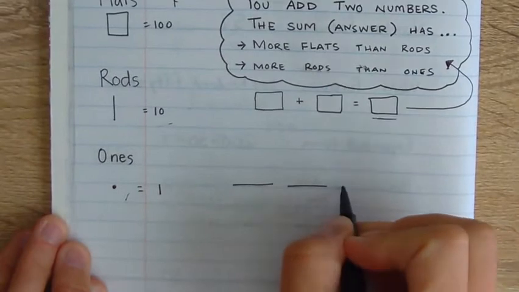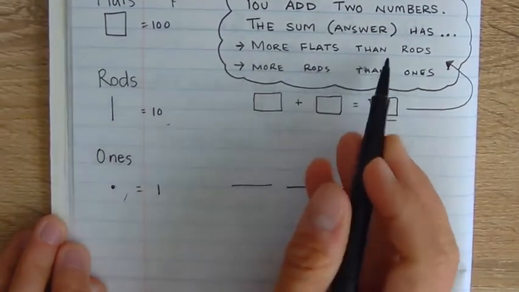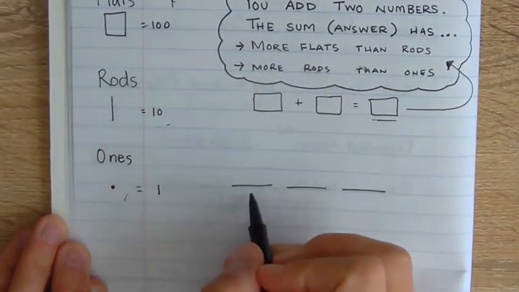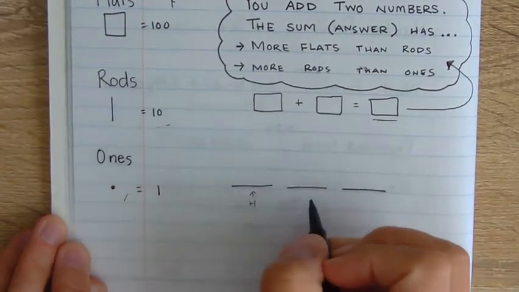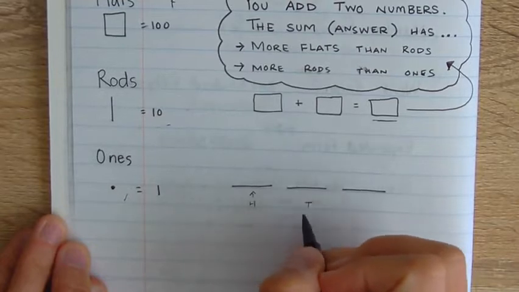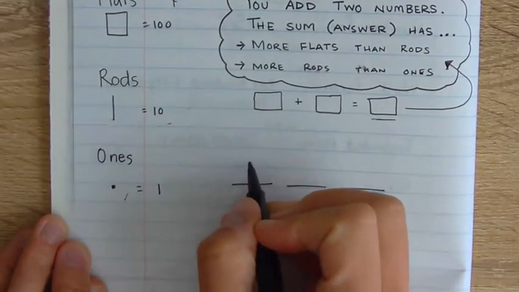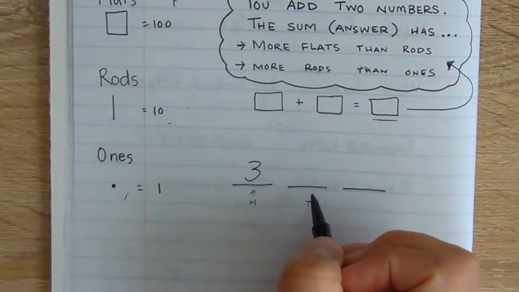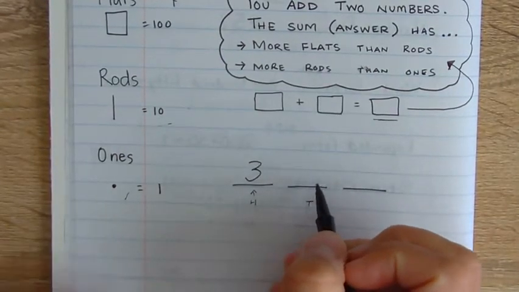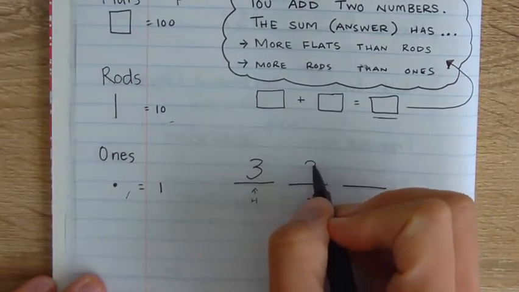I'm going to draw a 3-digit number. And I need to have more flats than rods. So I know that this number here, my hundreds, needs to have a larger number here than over here with my tens. So what could that be? Could that be, if I have a 3 here, 3 flats, then my tens over here can only be 1 or 2. I'm going to make it 2.